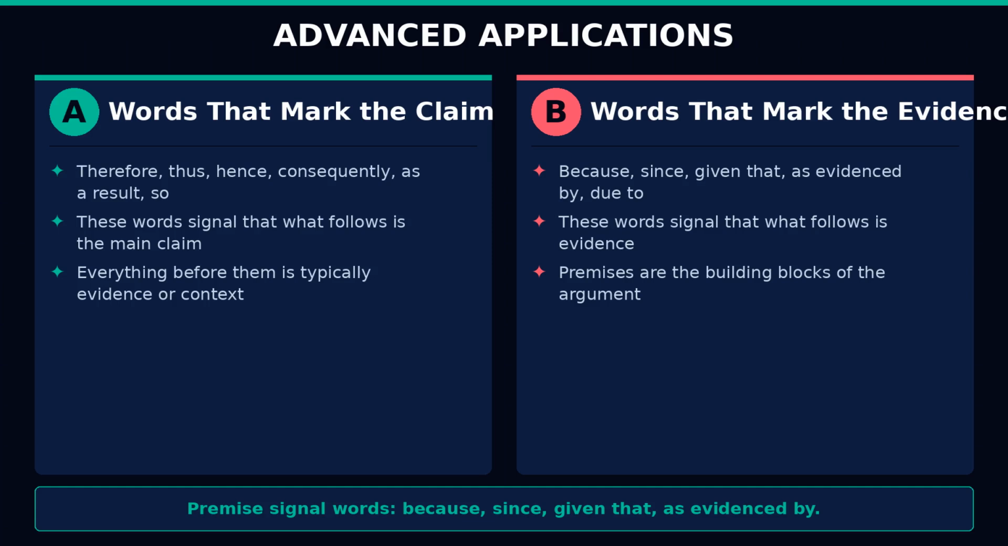Conclusion signal words: therefore, thus, hence, so, consequently, as a result. Premise signal words: because, since, given that, as evidenced by, due to. Once you have identified the conclusion and premises, the assumption is the logical gap between them. Ask, what must be true for the premises to support this conclusion? That is the assumption. This 3-step process works for every argument question on the GRE.